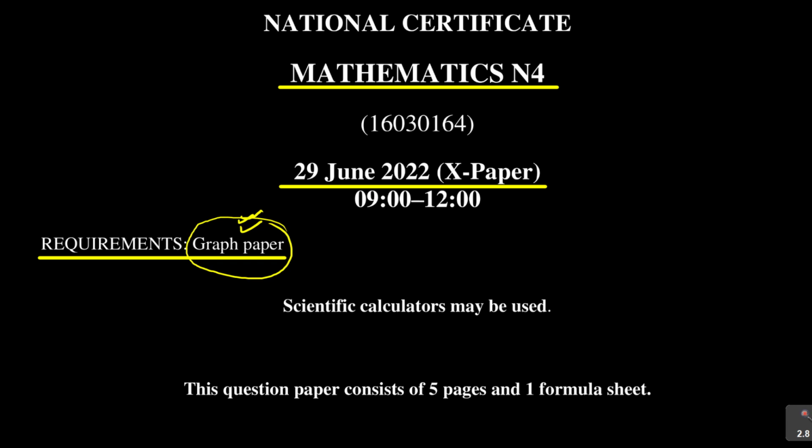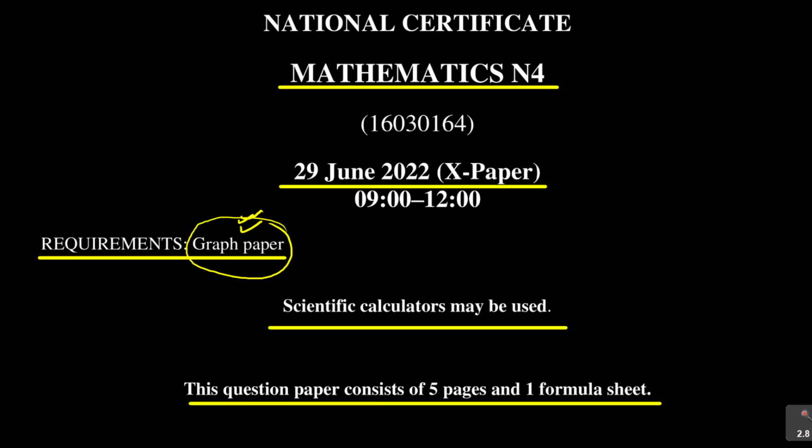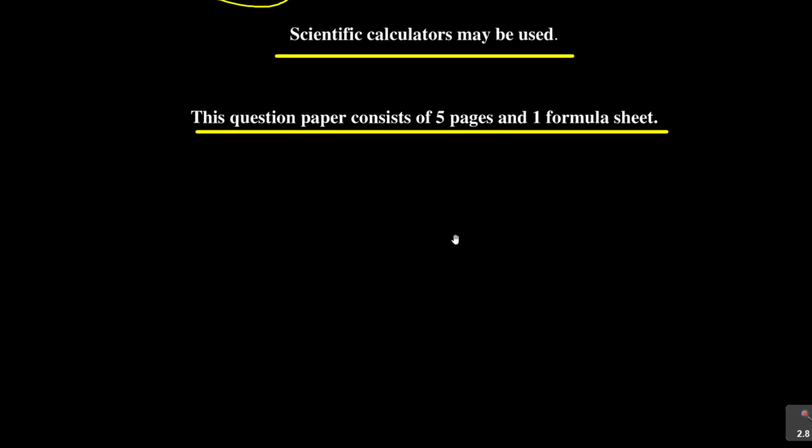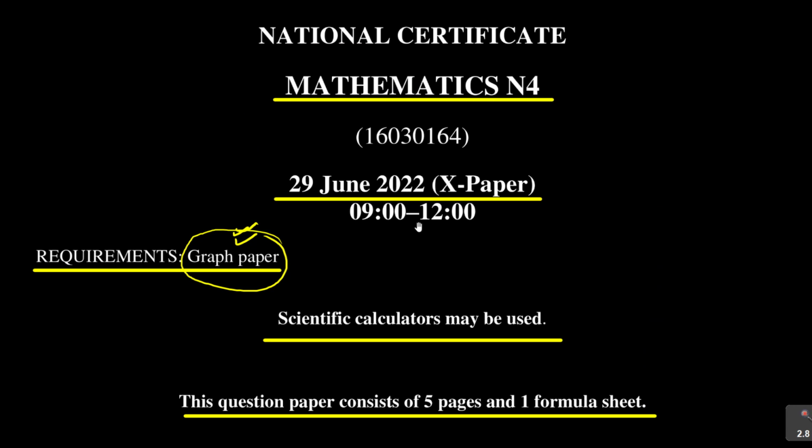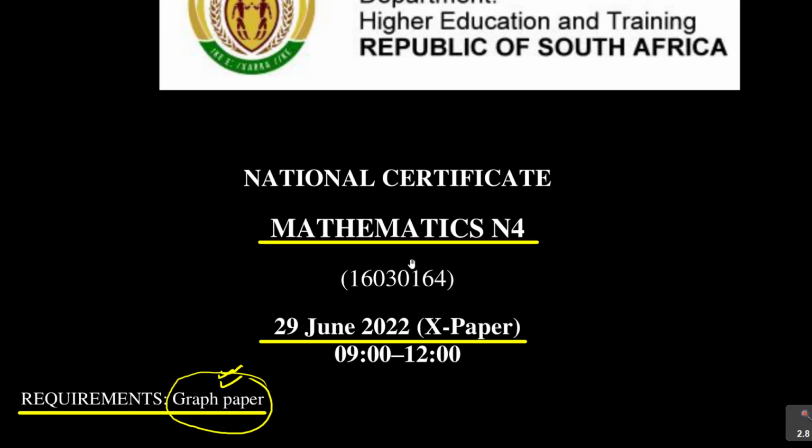And then this is also basic. You needed a scientific calculator, and this question paper consisted of 5 pages and 1 formula sheet. So I'm going to be going through this paper question by question. So what I will encourage you to do is go through these videos so that you can prepare.